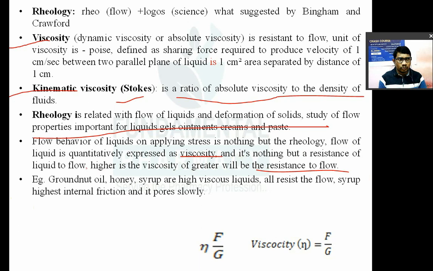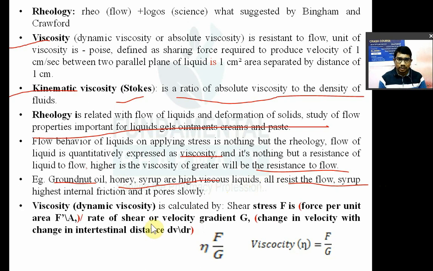If you try to pour water from a bottle, it pours easily. If you try to pour groundnut oil, you can also pour it, but it will take a little more time as compared to water. If you try to pour honey syrup, it will take much more time because they are viscous liquids and resist the flow. Syrup has the highest internal friction, and it pours slowly.